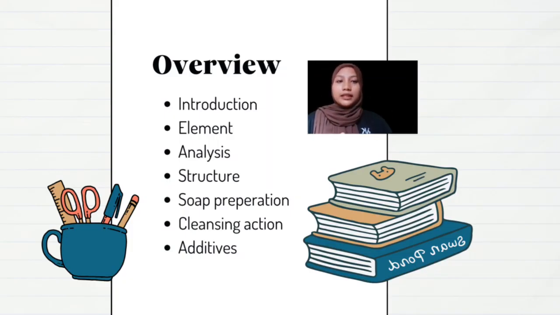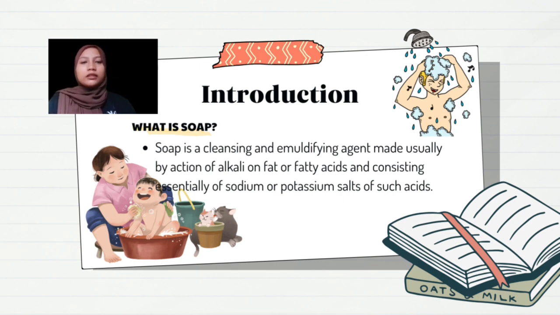Before I start my presentation, let's see the overview of my slide presentation today. So first, we have introduction. Second is element, and then analysis, structure, soap preparation, cleansing action, and the last one is additives. Let's start with introduction. What is soap? Soap is a cleaning and emulsifying agent made usually by the action of alkali on fat or fatty acids and consisting essentially of sodium or potassium salt of such acid.